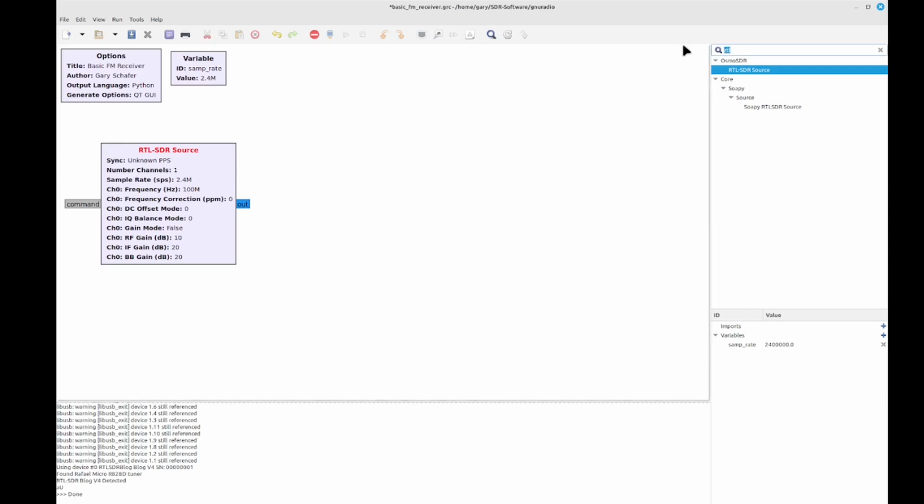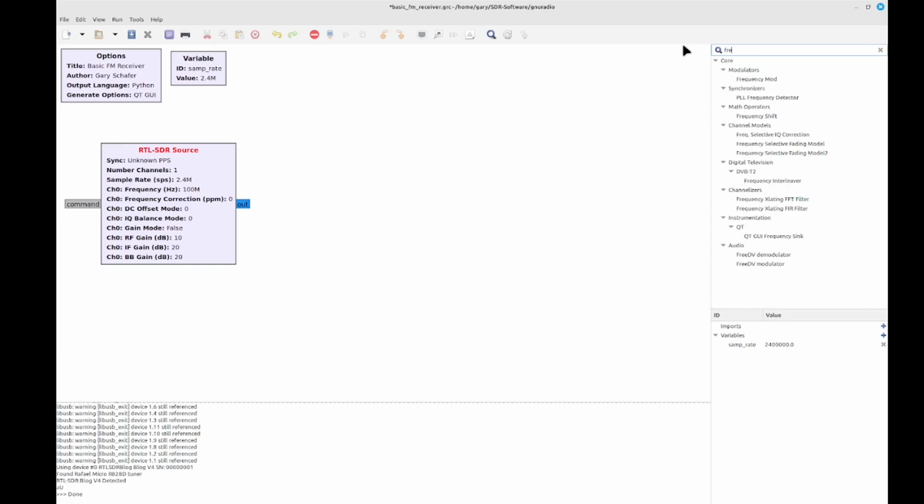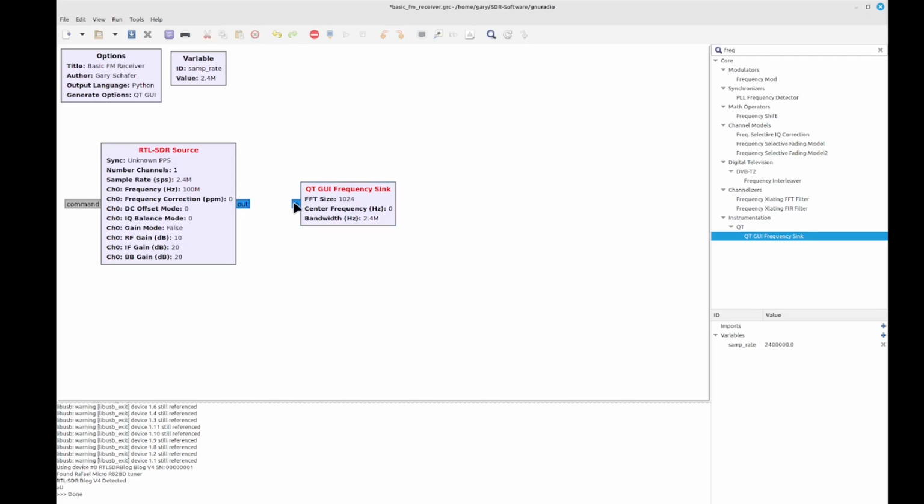Before I do anything else, I'm going to go ahead and add in a frequency sink. So in the search bar, I'm just going to type in FREQ. Right here at the bottom, QT GUI Frequency Sink. I'm going to add and drag that in. And before I do anything else, I'm going to go ahead and run this.